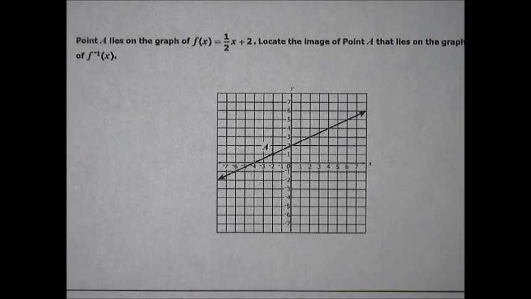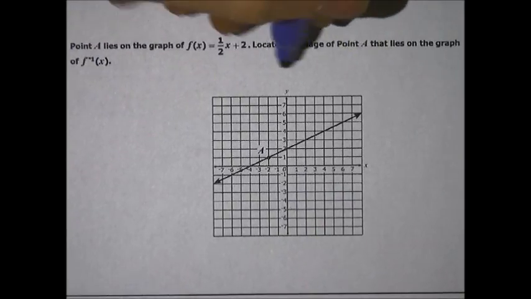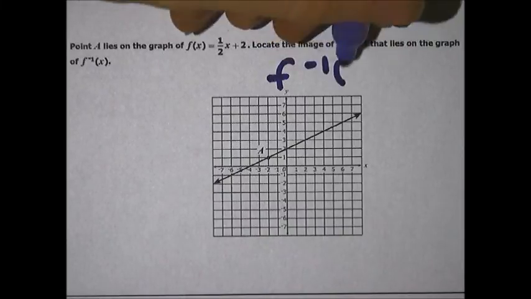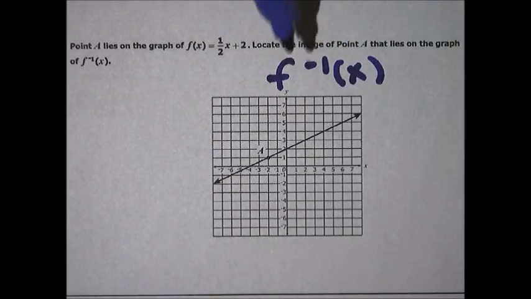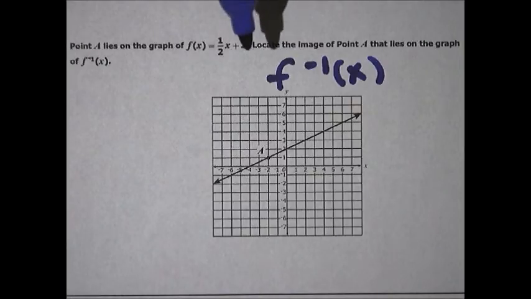Point A lies on the graph of, we don't really care what the equation is, but it says to locate the image of point A that lies on the graph of. The key to this is knowing, and I'm going to write it bigger here, that f negative 1 of x, that right there means the inverse. So you have to review what an inverse means to you. An inverse means to take the x and y and switch them. If they're asking for the equation, after you switch it, you solve for the new y.